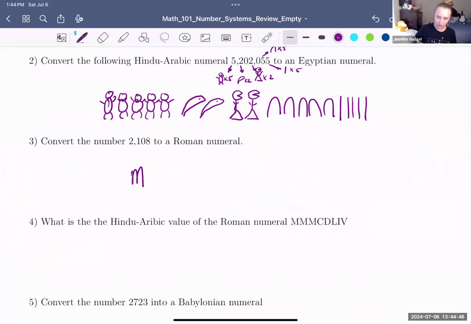We just have 2, sorry, let me make them look more like capital letters. 2 M's for our 2,000. We have a C for our 100, and then we have V, I, I, I for the 8. And that's moving into the Romans.